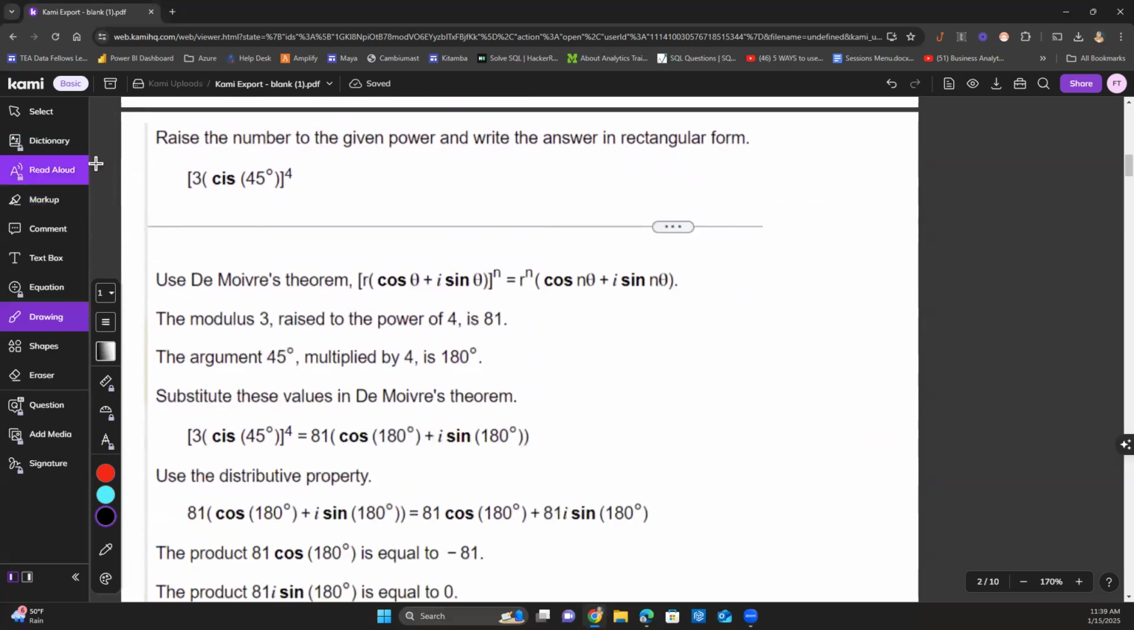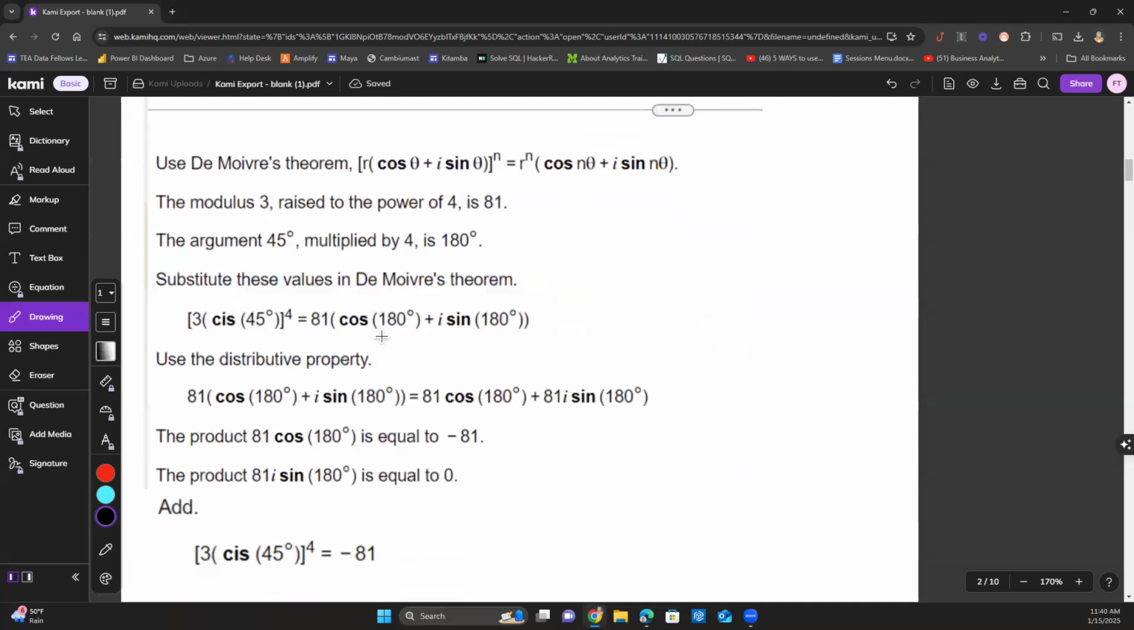For the third example, it's pretty much the same question, but they just use the shortcut cis for the cosine plus i sine version. The r value is 3, and we're raising it to the fourth power. So the first step is 3 raised to the fourth power, which becomes 81. And the angle 45 will be multiplied by 4, which makes the angle 180 degrees.